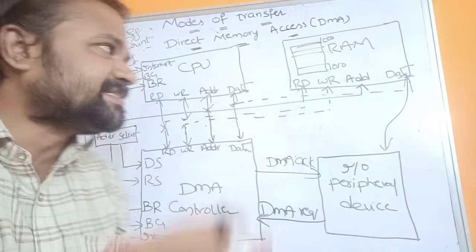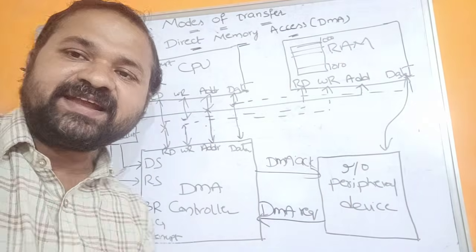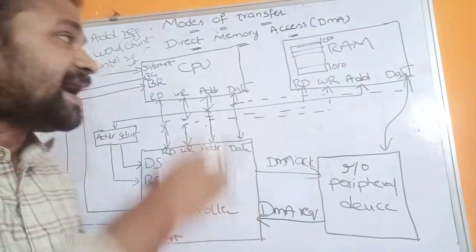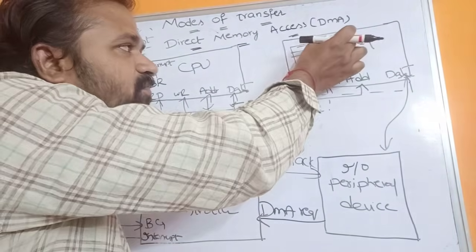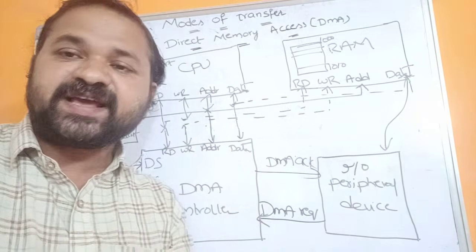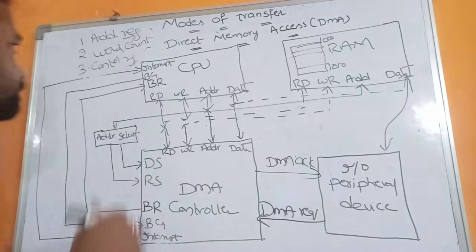After each word is transferred from memory to some IO peripheral device, or from some IO peripheral device to memory, the address register value will be incremented by 1. So first the word at 1000 will be transferred, next the word at 1001, next the word at 1002. Likewise, each word will be transferred one by one.